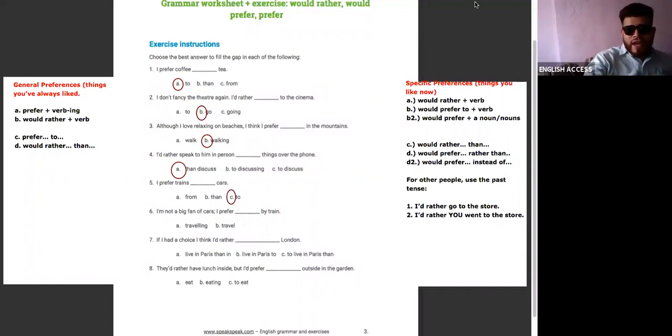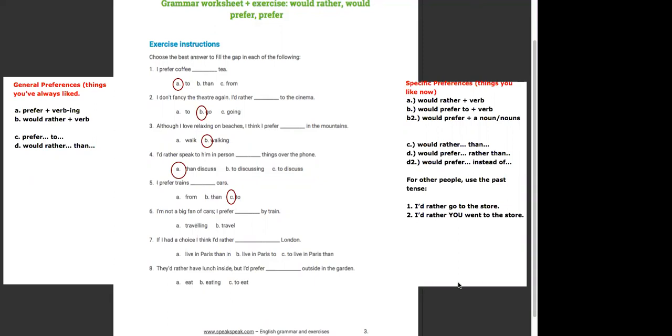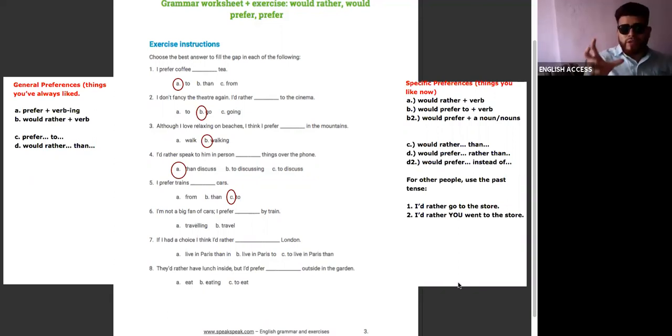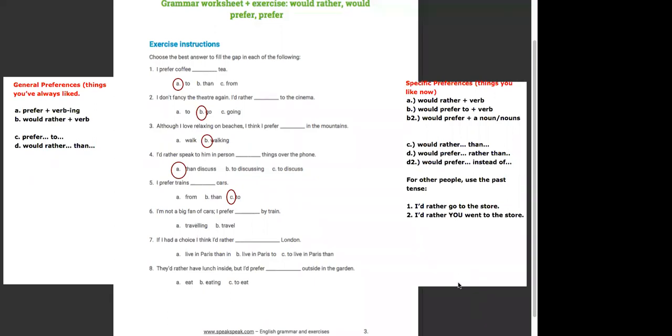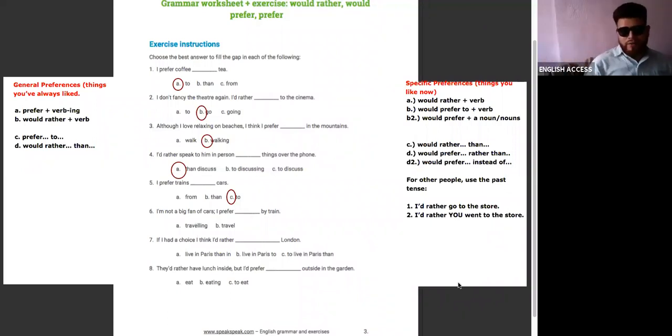Yes. I guess you were looking over here, right? Yes, you can use than, but only if prefer has would. I would rather take a train than take a car. But since it doesn't have would, only use to. Okay.